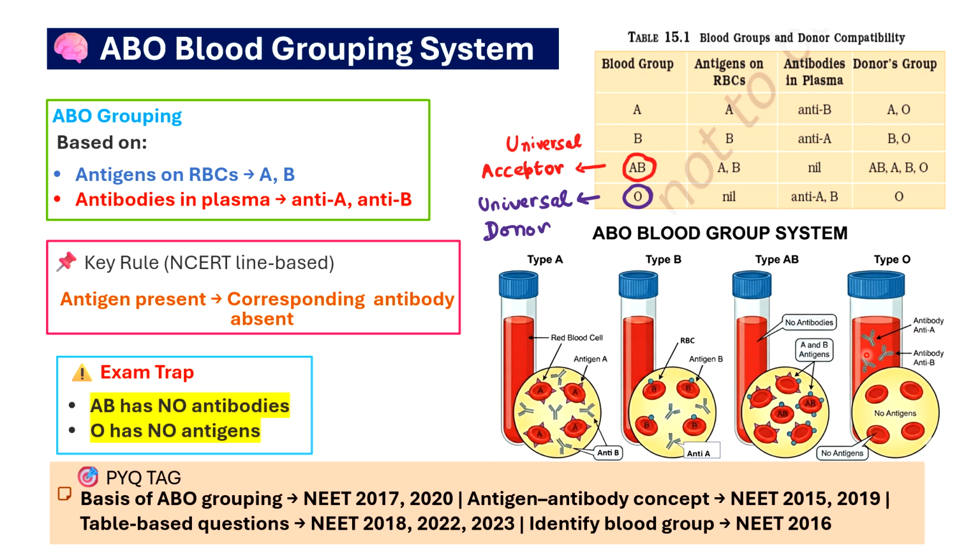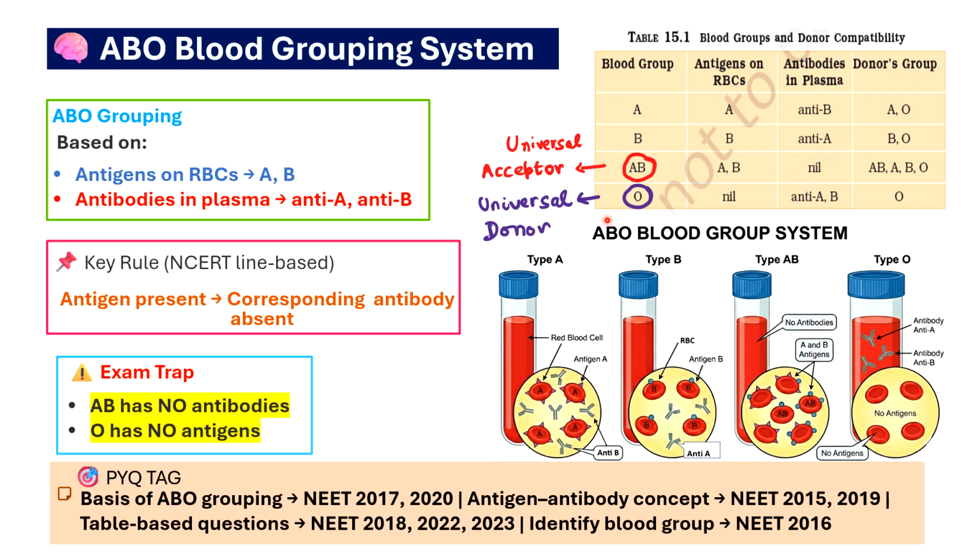So it cannot accept blood from people who have either antigen A or antigen B. It cannot accept from type A because it has antigen A, B has antigen B, and type AB has both the antigens. So an O type person cannot accept blood from A, B and AB. It can only accept blood from an O type person. I hope this part is very clear for you.